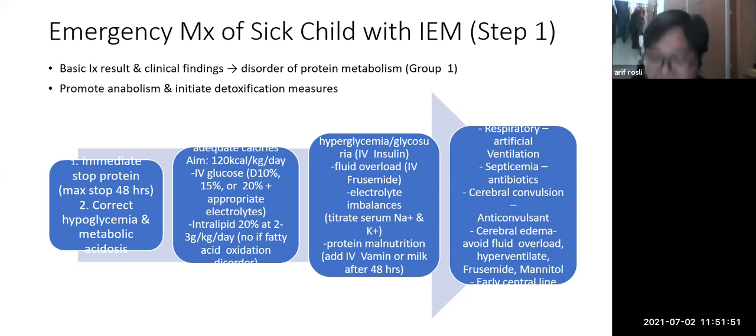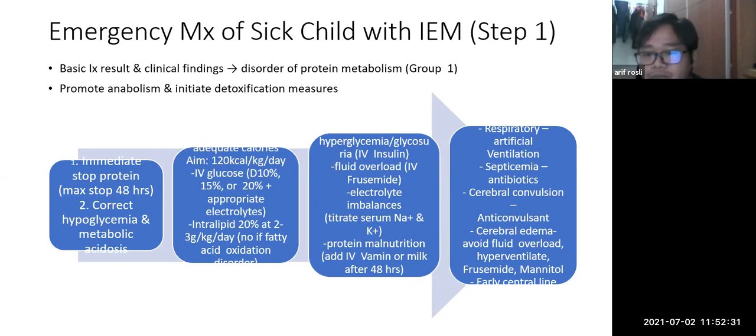Okay. For the next, we will try to identify if there is any problem with the effects or the side effects of the IEMs itself. If patient coming with hyperglycemia, then we will give insulin. If patient coming with IV fluid overload, then we will give diuretics, IV furosemide. If the patient coming with electrolyte imbalance, we will titrate serum sodium or potassium. And if the patient coming with protein malnutrition, we will add IV vitamin or milk after 48 hours.